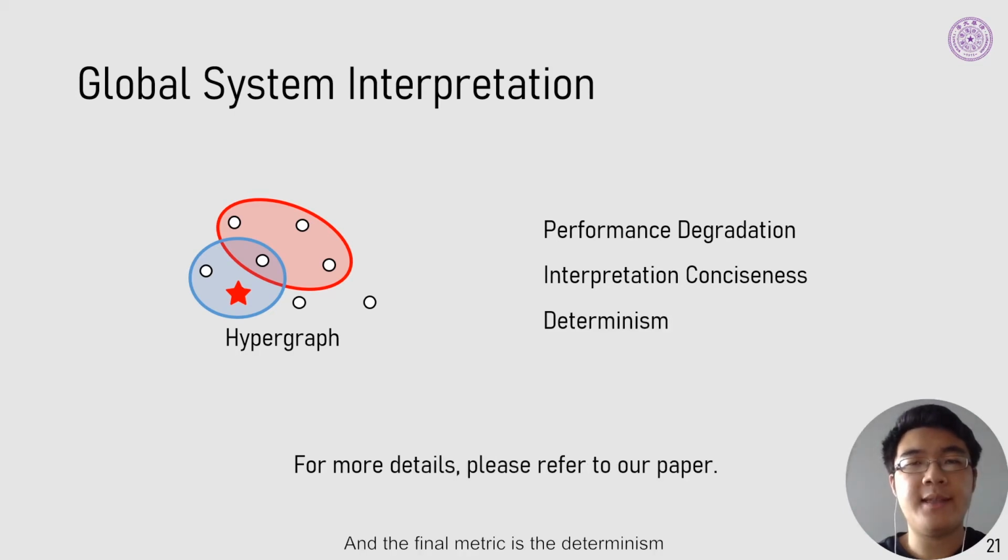And the final metric is determinism. That is to say, we expect each connection to be either critical or not critical. Otherwise, the agent will learn to allocate all connections the same importance and generate meaningless interpretations.